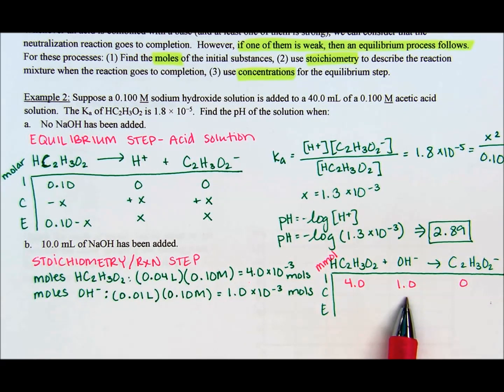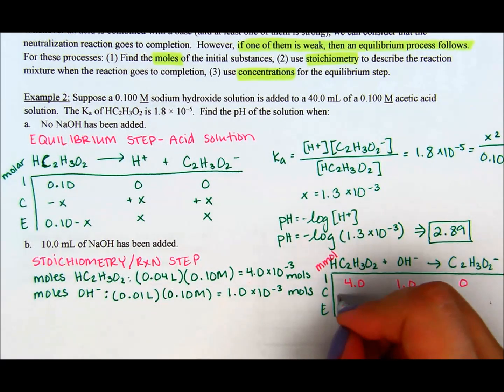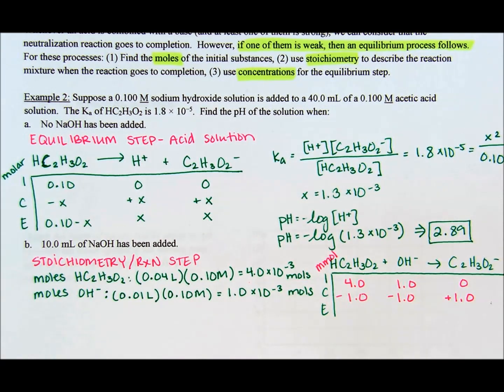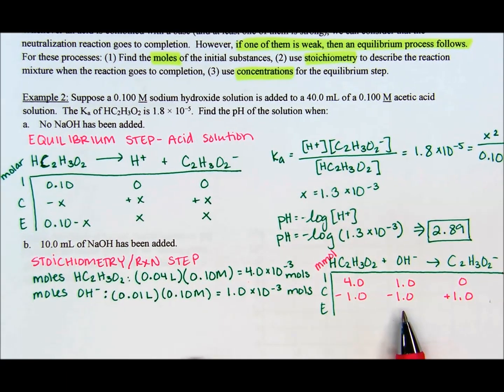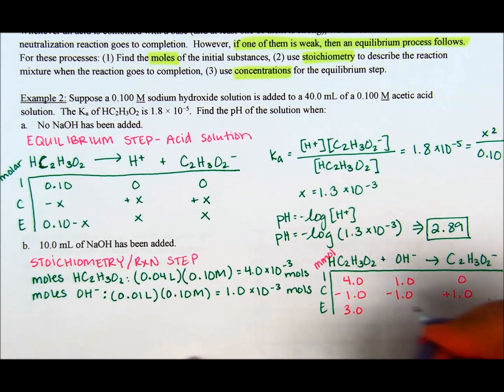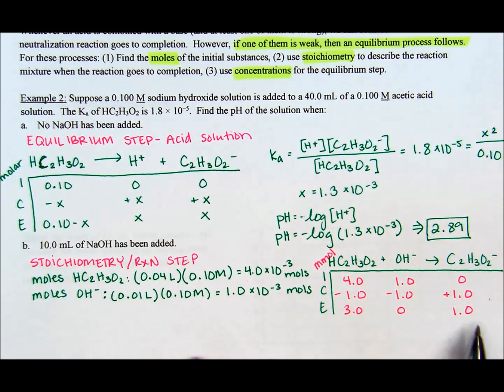So that means I'm going to subtract 1 millimole from each of these. So minus 1.0, minus 1.0. That means we're also going to produce that same amount of acetate. So this would be called your limiting reactant, just as review, because you had less of it, right? And all of it got used up. So doing the math at the end here, we have 3 millimoles of acetic acid left, no hydroxide, because all of it got converted to acetate, and we have 1 millimole of acetate. Okay, so that was our stoichiometry step.